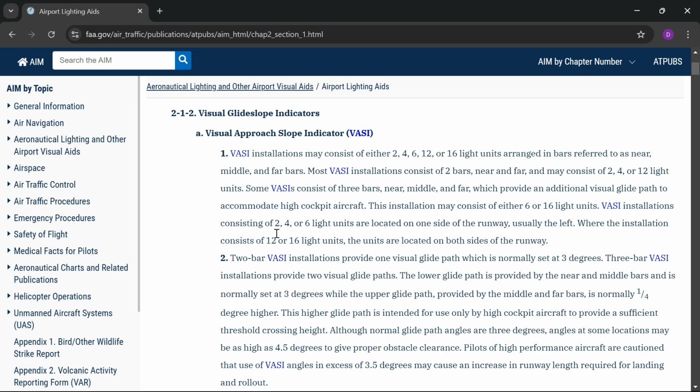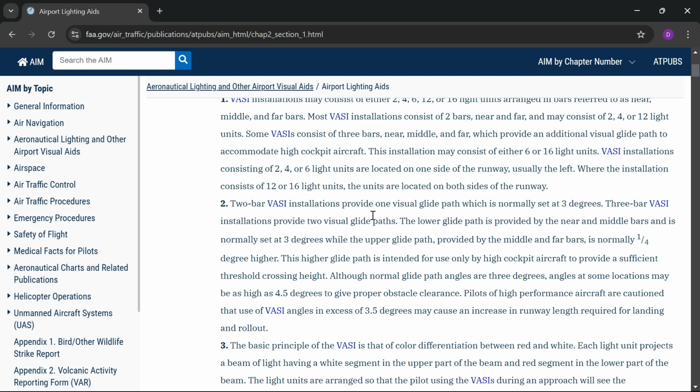VASI installations consisting of 2, 4, or 6 light units are located on one side of the runway, usually the left. Where the installation consists of 12 or 16 light units, the units are located on both sides of the runway.